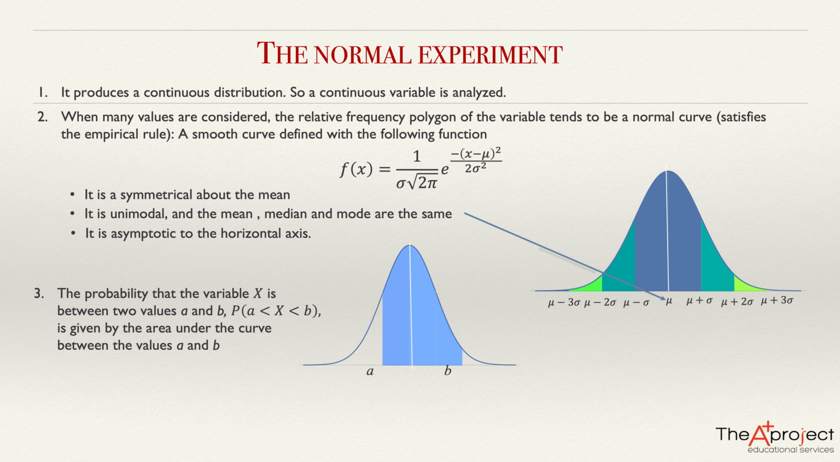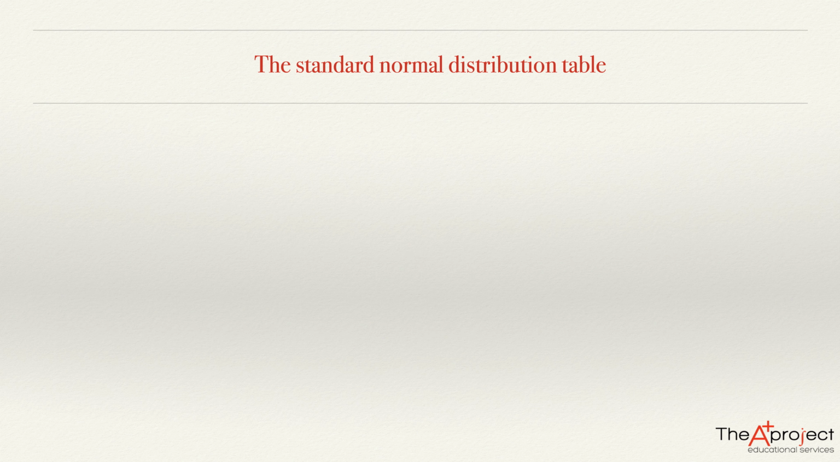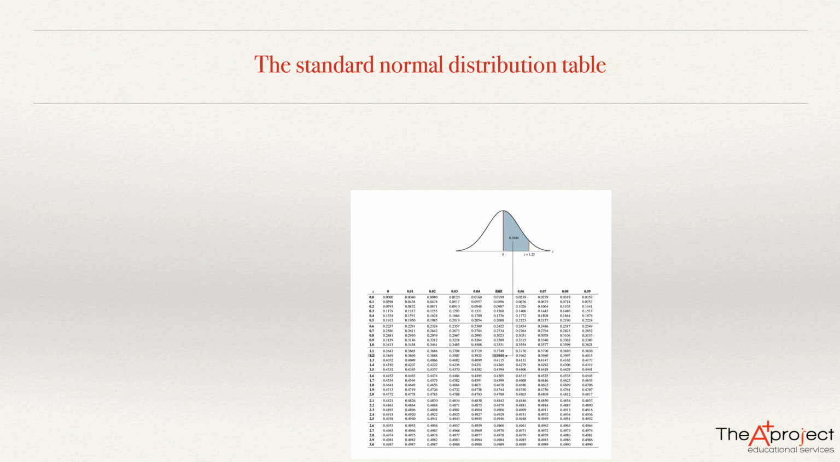So let's see, and this is the case. We have this information. There is a table that is called the standard normal distribution table. It looks like this. We have a column that has the title Z, and these are the values of the variable Z, and Z will be, as we're going to see, the distance in standard deviations from the number to the mean.